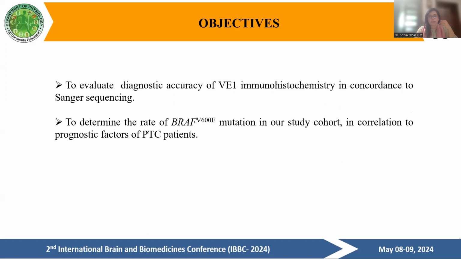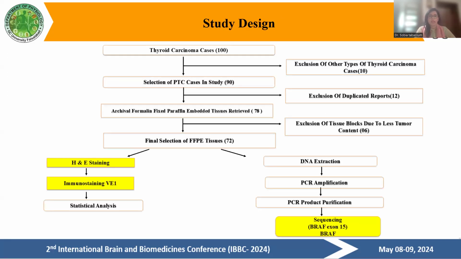Keeping this in mind, we have designed two main objectives. We want to compare our immunohistochemistry technique with the Sanger sequencing technique, which is already the gold standard method, to check the diagnostic accuracy, and then we want to determine the rate of mutation in our selected samples in correlation to the prognostic factors. Overall, we have selected 100 tissue samples that are papillary thyroid carcinoma samples collected from different hospitals from Pakistan.